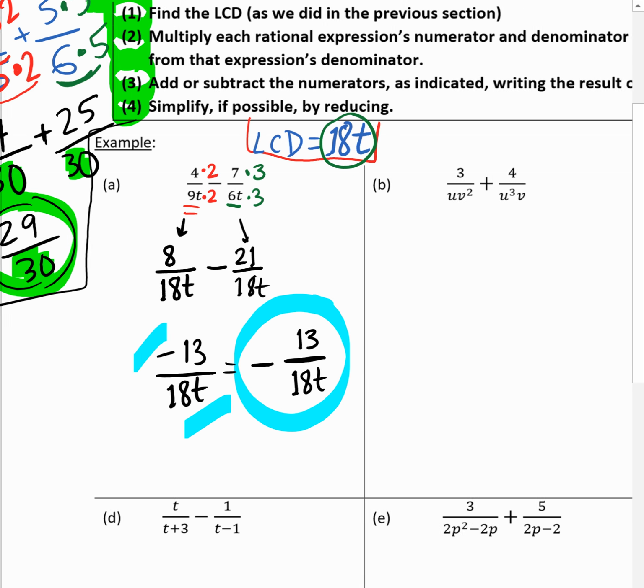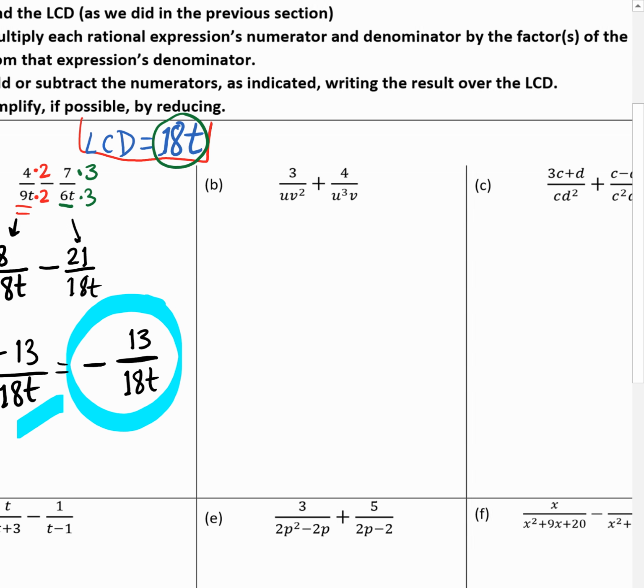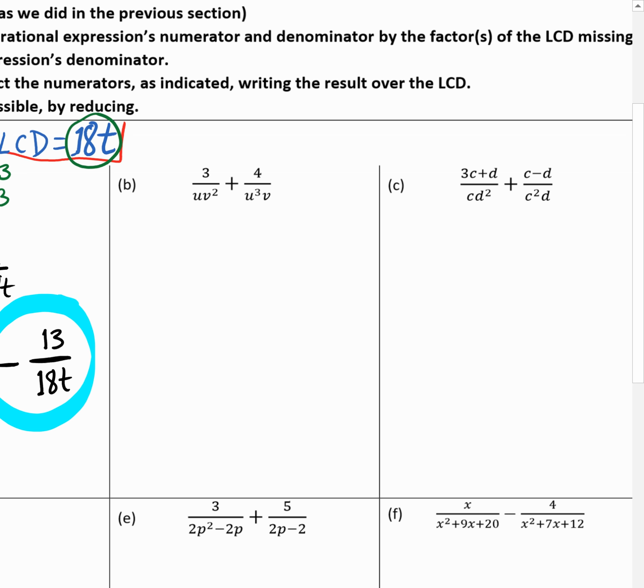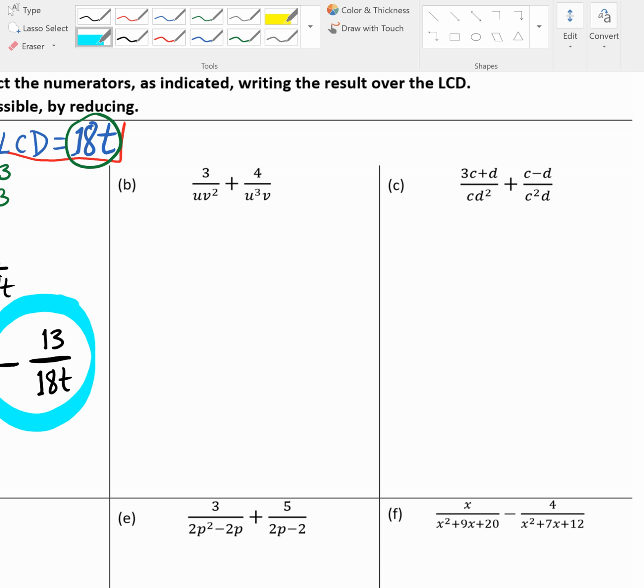Okay, so far so good. We're trying to build up the difficulty level here, kind of one at a time. So let's try part B. We've got 3 over uv squared plus 4 over u to the third v. That sounds complicated, huh? Okay, but let me see.